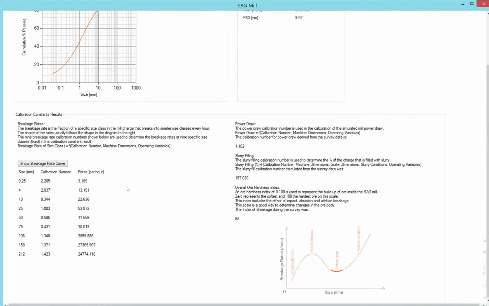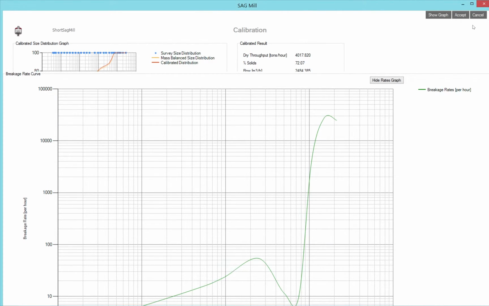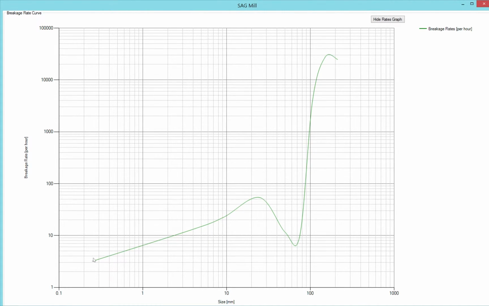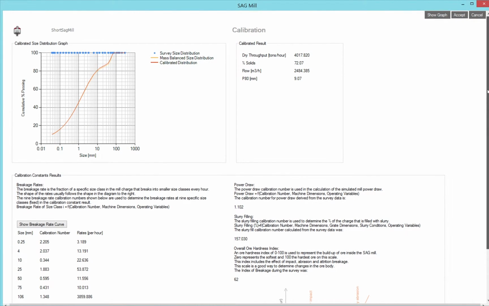So what this means is that this information here, these numbers, they represent the mathematical model of the sag mill. So for example, for the breakage rates, you will see that as your particles become bigger, the breakage rate goes up to a maximum, and then at around 60 to 70 millimeters, you have a very low breakage rate. This is the critical size of the charge, and then you have quite a sharp increase in the breakage rate, and this shows that there is a lot of abrasion happening inside the charge.